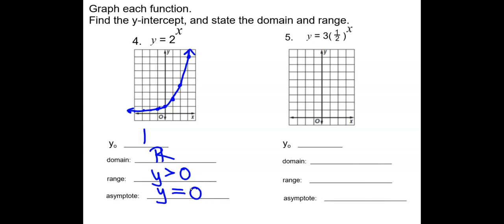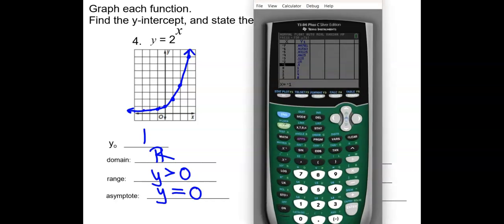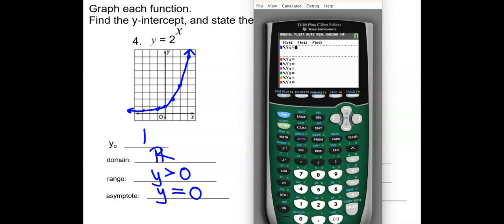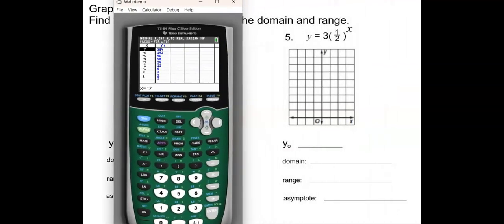Now I'm going to graph this next one here, 3 times 1/2 to the x power. So 3, parentheses, 1/2 and raised up to the power of x. Again, when I look at my table, I'm going to graph as many points as possible that will fit on my grid. It looks like I'll have -1, 6. Looks like I'll have 0, 3. And it looks like I have 1 and 3/2, or 1 and 1.5.